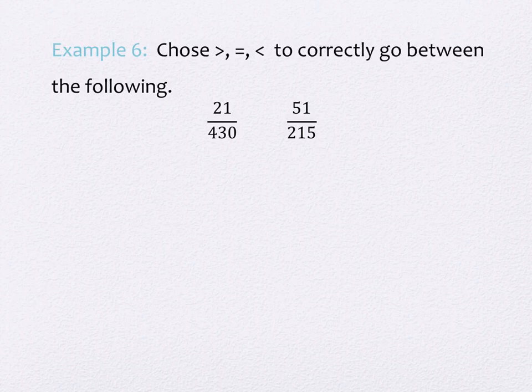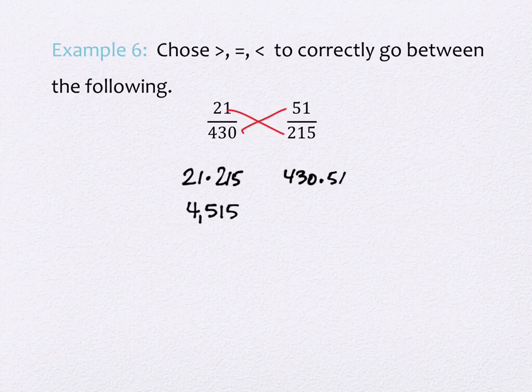So if we're looking at this one and we're looking at the diagonals, we can do 21 times 215, and we can do 430 times 51. So big numbers to multiply. So again, maybe not the best choice on this one, but it's doable. What is 21 times 215? 4,515.